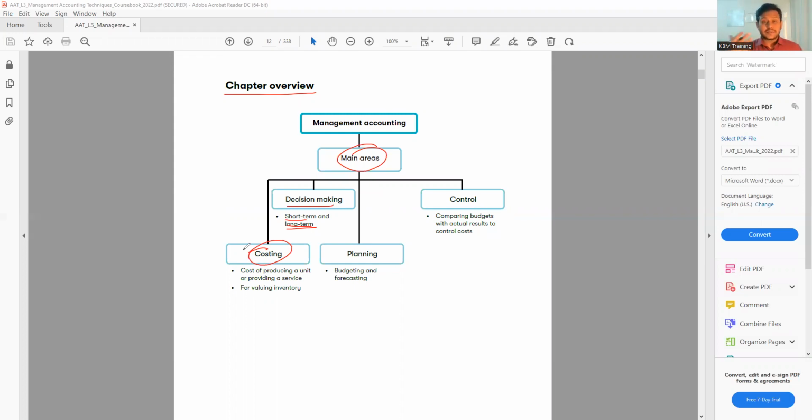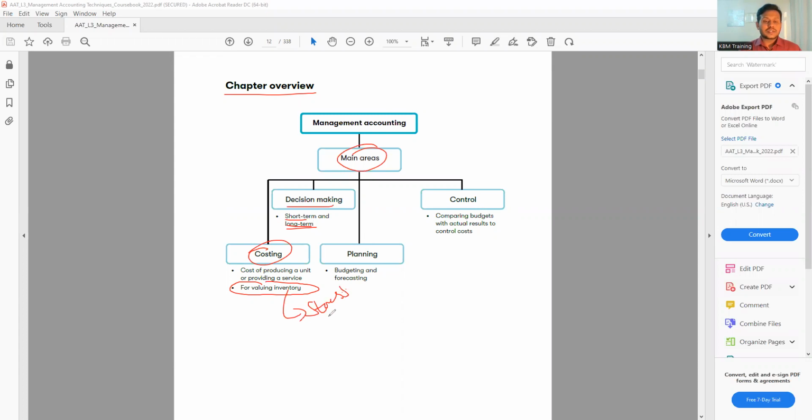And so that the production manager knows how much is the cost for each product, and the sales team and the director can set the selling price based on the cost. So that is the cost of producing a unit or providing a service, and also valuing the inventory. Now, this is another responsibility of the management accountant, to value the inventories. Inventories, we already know what they are. Inventory means stock.